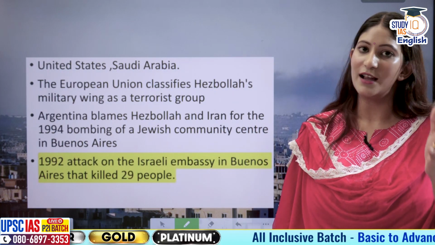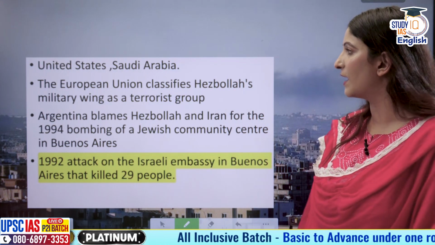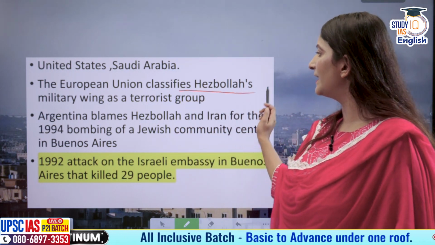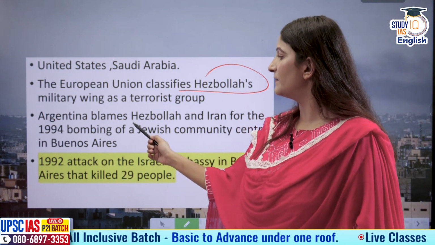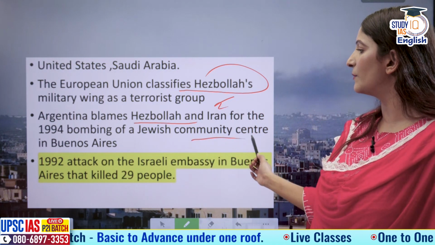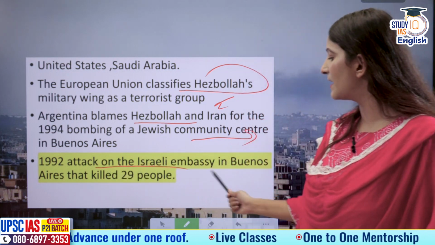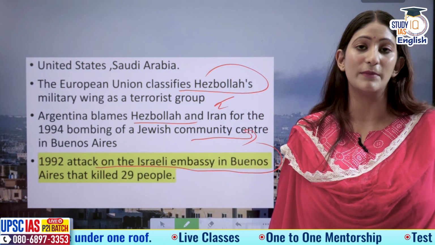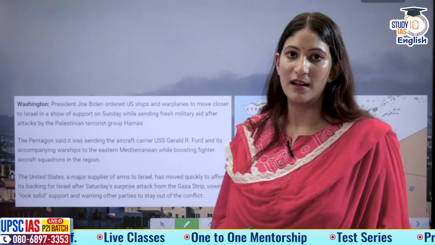So Hezbollah is also a terrorist group according to USA and Saudi Arabia. The European Union has classified Hezbollah's military wing as terrorist, but not the political one. Argentina has blamed Hezbollah and Iran for the 1994 bombings of a Jewish community center in Buenos Aires, as well as the 1992 attack on the Israeli embassy in Buenos Aires that killed 29 people. However, they deny it.